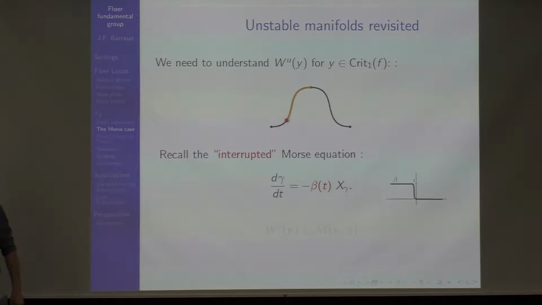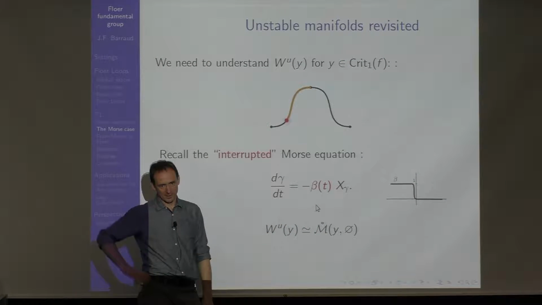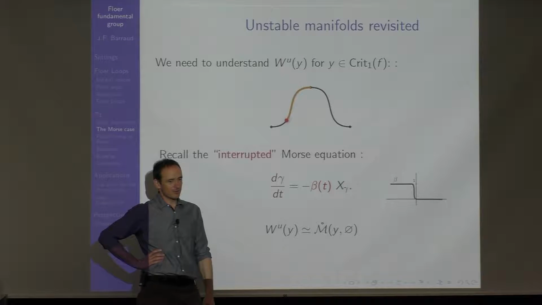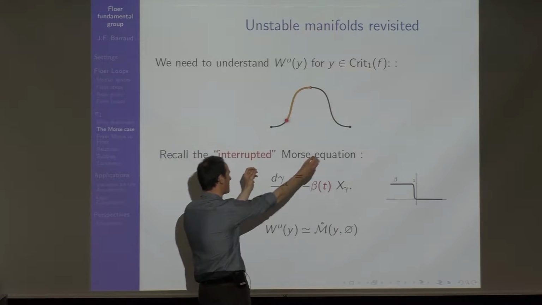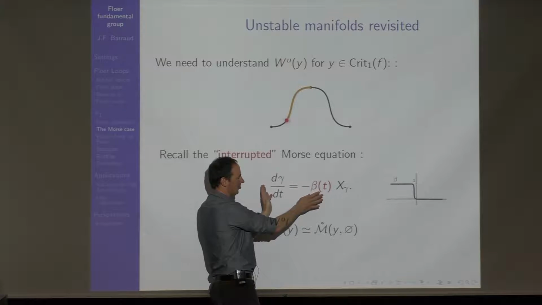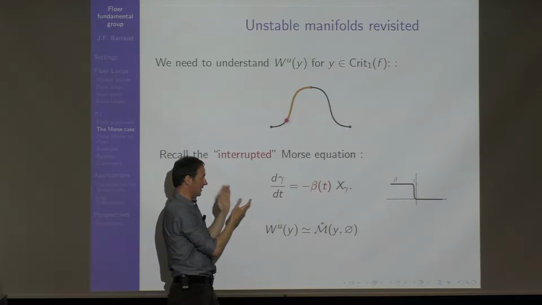So you have an interpretation of the unstable manifold in terms of moduli spaces somehow. And maybe the version I gave of Floer strips is not the one that makes it most obvious that this is a direct analogy with the moduli spaces I've defined, but it is.